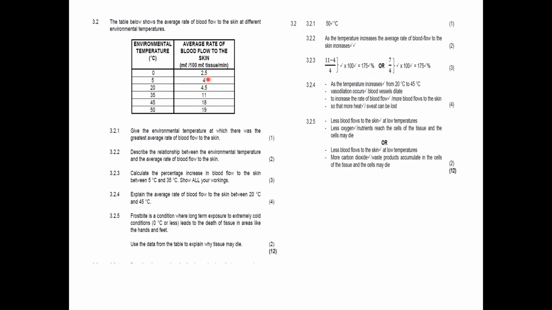Now, at 0 degrees, there's only 2.5 milliliters of blood flowing to the tissues per minute. We know in blood that there is obviously oxygen and nutrients. So, less blood flows to the skin, there'll be less oxygen and nutrients, and the cells will die. The other answer you could have had, less blood flows to the skin, more carbon dioxide and waste accumulate, and the cells could die.